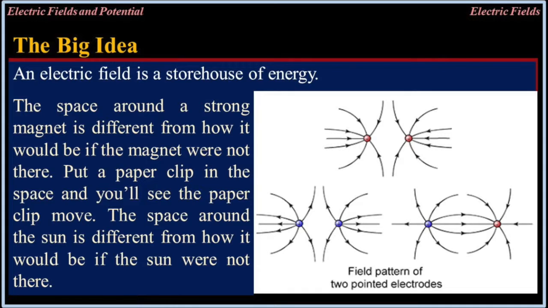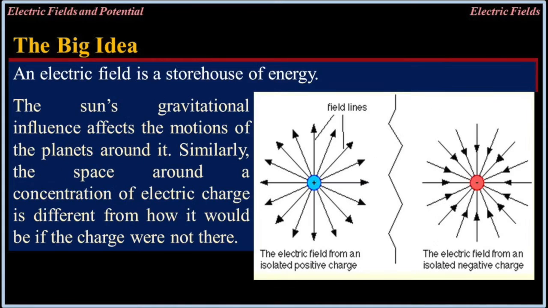The big idea: an electric field is a storehouse of energy. The space around a strong magnet is different from how it would be if the magnet were not there. Put a paperclip in the space and you'll see the paperclip move. The space around the sun is different from how it would be if the sun were not there. The sun's gravitational influence affects the motions of the planets around it.